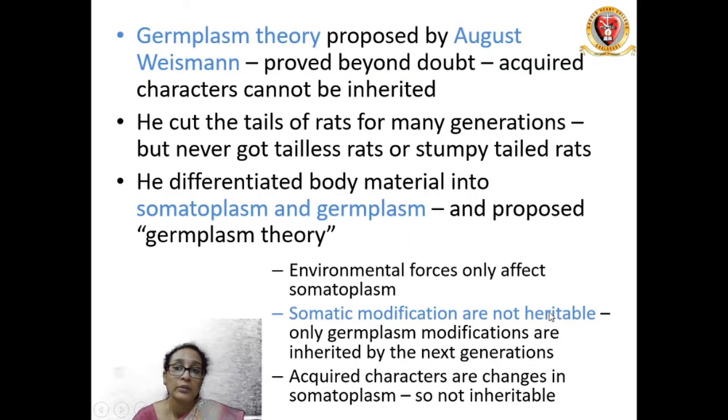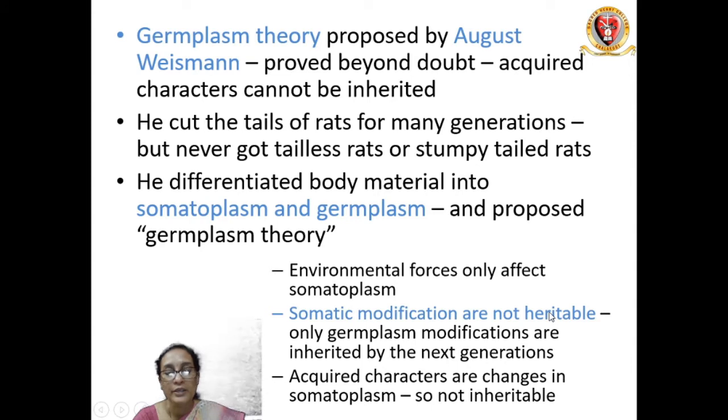Also, another scientist called August Weismann proposed the germplasm theory and proved beyond doubt that acquired characters can never be inherited. He did an experiment. He took rats and he cut off their tails for many generations. You know that rats have a very short generation time. So he took a pair of rats, male and female, cut off their tails. He bred them, got their offspring, cut their tails, did this for many generations.